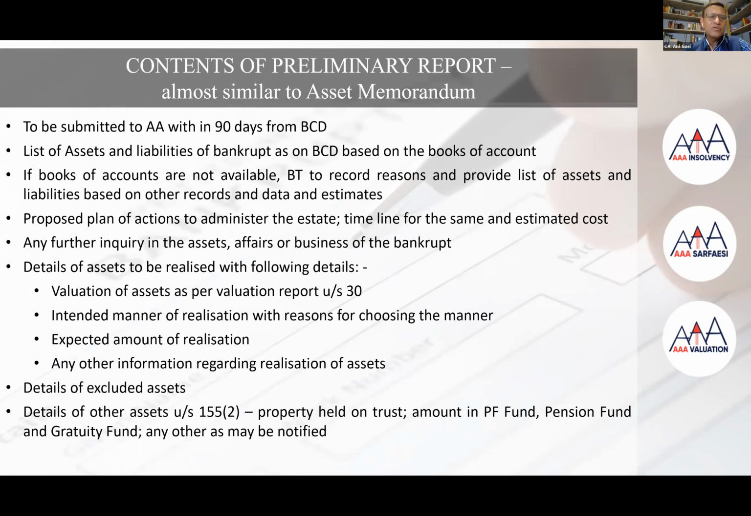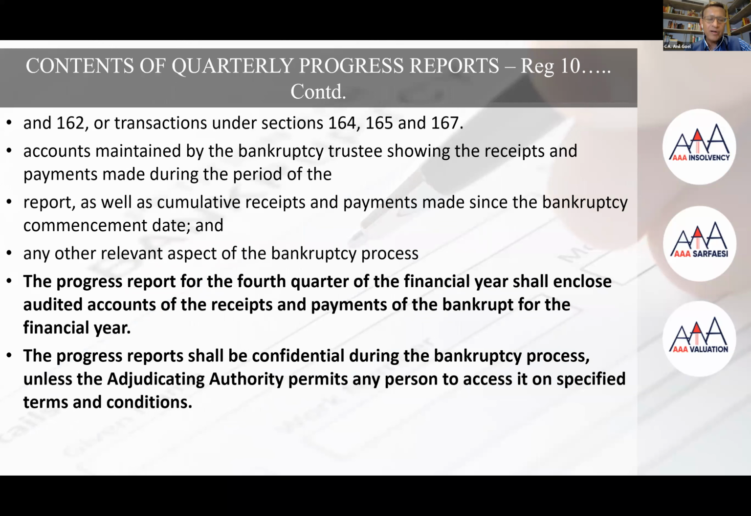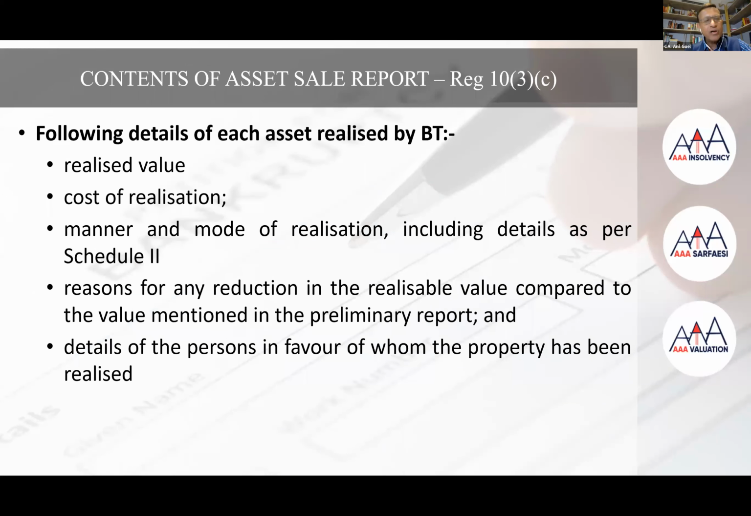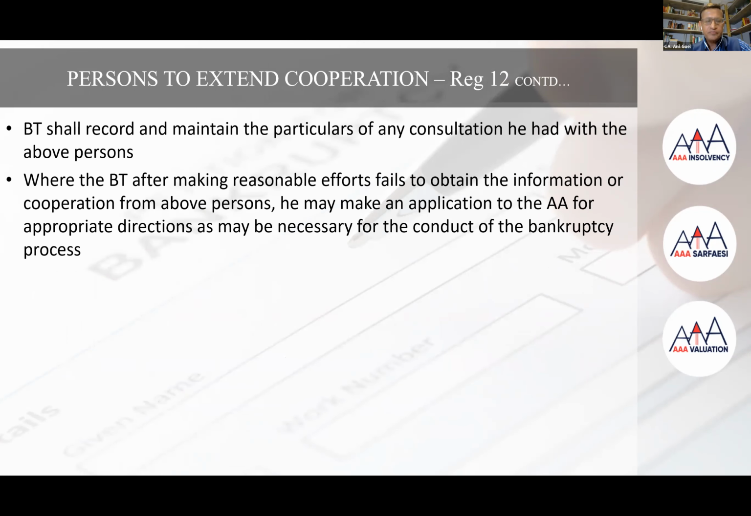The contents are also similar. Contents of the preliminary report, contents of the quarterly reports, again, it's almost similar. What are the contents of the asset sale report and the final report. And Regulation 12 says that all these persons shall extend all assistance and cooperation in this process: the bankrupt, the creditor, employees, partners, auditors, professionals, the resolution professional, IRP. All these people will extend all the cooperation, and the BT shall record and maintain the particulars of any consultation that he has had with the above persons.